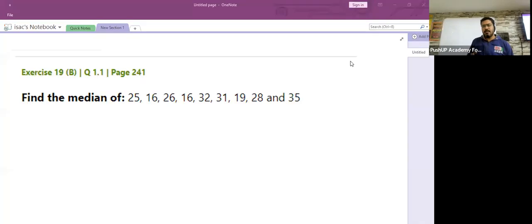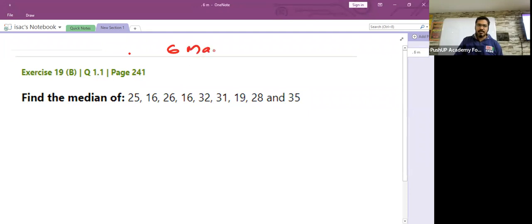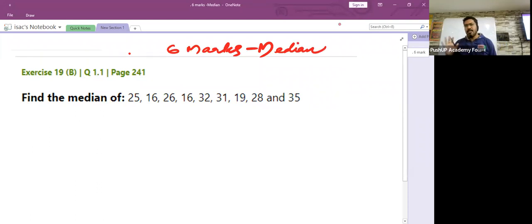It's a very important topic because in class 10, you are going to get a question for 6 marks, which will be based on median. In class 9, we are learning how to solve sums based on median numerically. But in class 10, you will be learning how to find the median by using a graph. That is going to be the difference in class 9 and class 10.